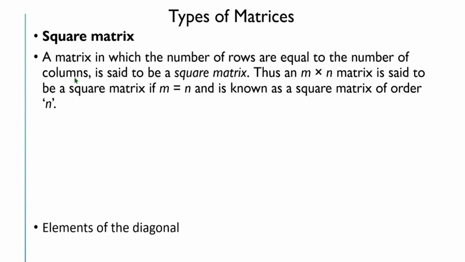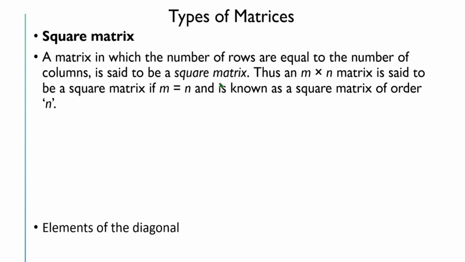Next one is square matrix. A matrix in which the number of rows is equal to the number of columns is said to be a square matrix. If the number of rows equals the number of columns, then the matrix is known as the square matrix. Thus, an m by n matrix is said to be a square matrix if m is equal to n, and is known as a square matrix of order n.